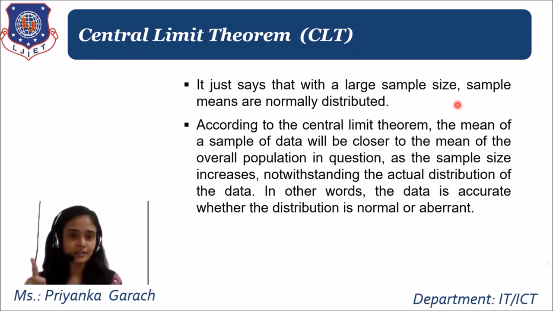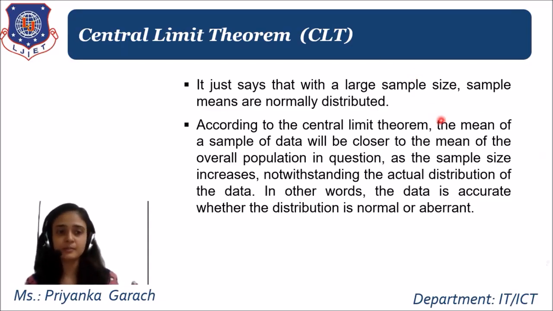The first point is that the sample means are normally distributed. It means if you take all the sample means and plot the graph, then you will get a shape just like the shape of the normal distribution. The second point is that the sample mean is very close to the overall population mean. This is what the central limit theorem is saying.